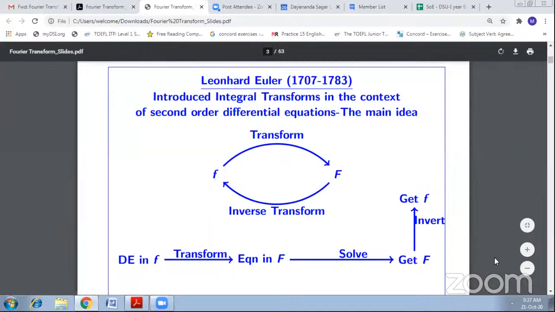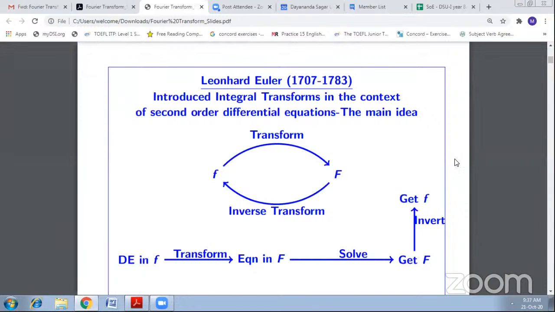The idea he had in mind was, if you have a differential equation in f, you transform it, and you get a new equation in the transform variable. Supposedly and hopefully, the transform that you introduced is good enough that the transformed version of the equation can be solved, and you get the transformed version of the function, and then finally you hope to invert and get the solution f. This is the general idea of applying integral transforms to differential equations, which Leonhard Euler was the first to introduce, way back in the beginning of the 18th century. Next slide, please.